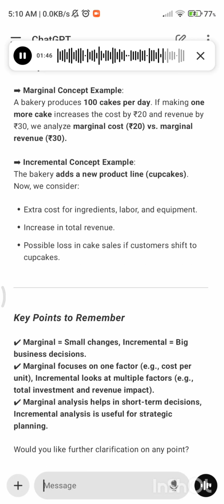Marginal, small changes. Incremental, big business decisions. Marginal focuses on one factor, e.g. cost per unit. Incremental looks at multiple factors, e.g. total investment and revenue impact. Marginal analysis helps in short-term decisions. Incremental analysis is useful for strategic planning.